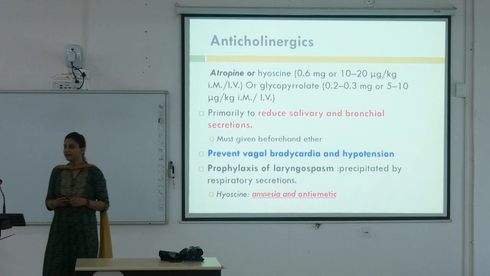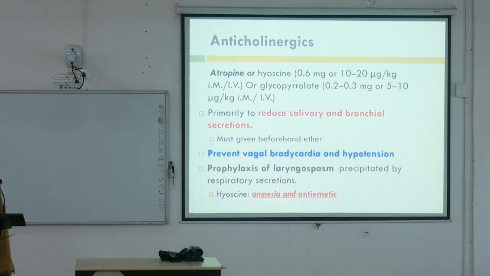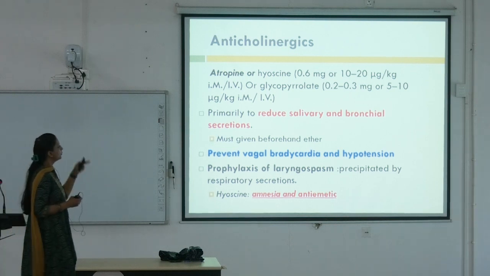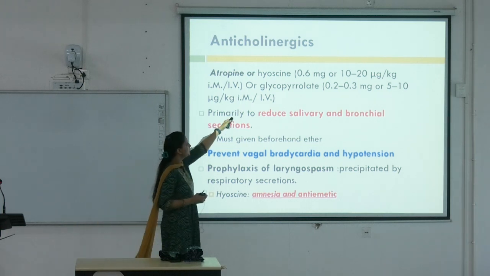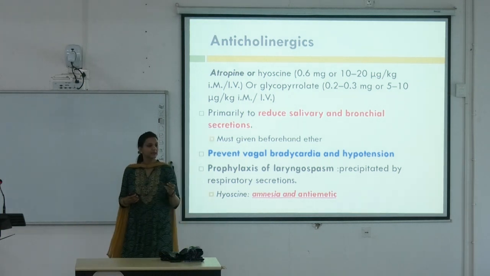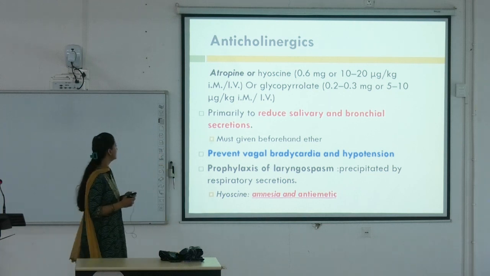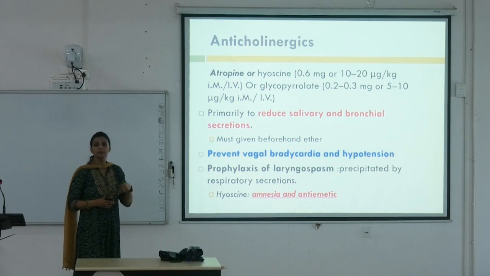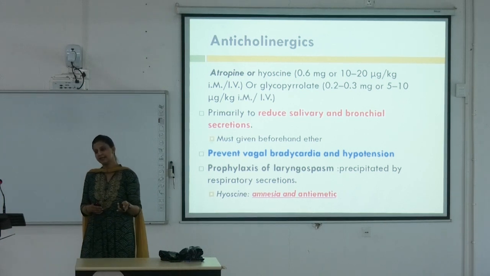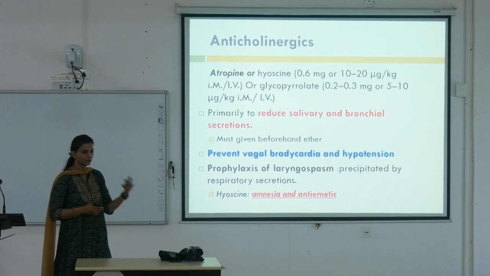Anticholinergics. Anti-secretory effect আছে আমরা দেখেছি, it will decrease the secretion of bronchial and salivary glands, as a result of which there is less chance of aspiration pneumonia. What are the drugs that we are using? Atropine, hyoscine or glycopyrrolate. These are the drugs that we generally use. It reduces the salivary and the bronchial secretion, and it has to be given before giving the anesthesia. It has to be given beforehand.